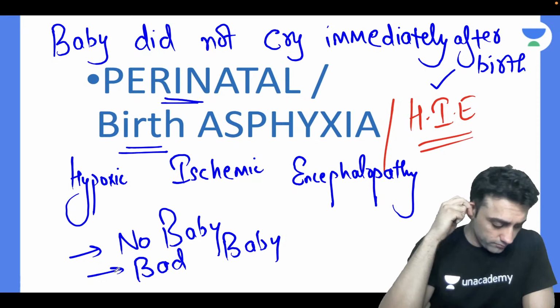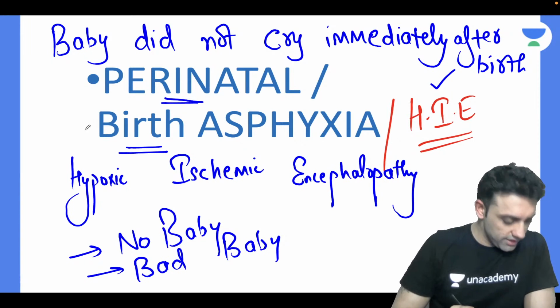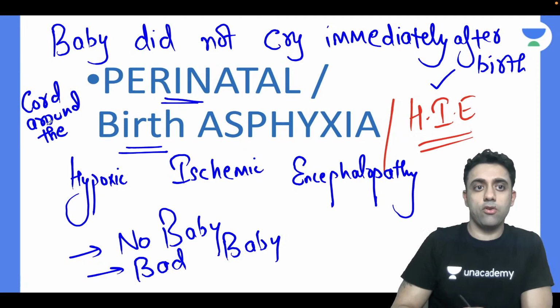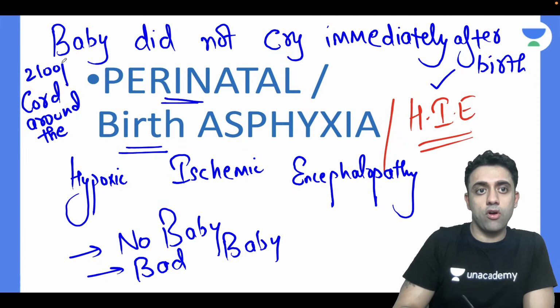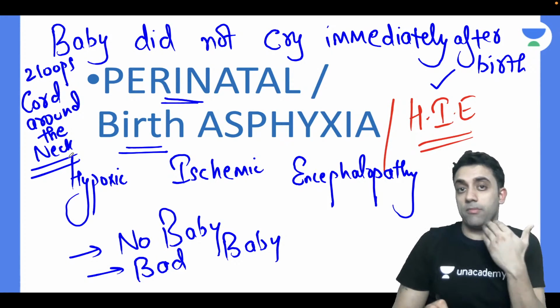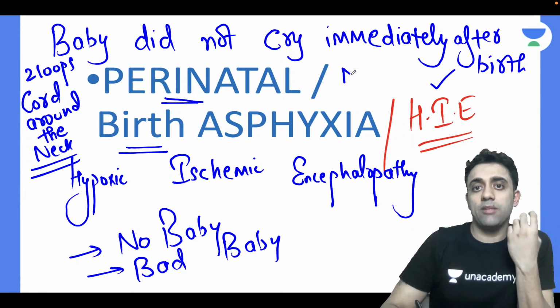Okay, yes. Yes, very good. Who said? Sandhu is right. Sir, the baby was having cord around the neck. When the baby was born, there was umbilical cord, 2 loops of cord around the neck. Have you heard of it? Yes or no? So the baby did not cry because there were 2 to 3 loops of umbilical cord around the neck. Sir, the baby passed potty, sir.